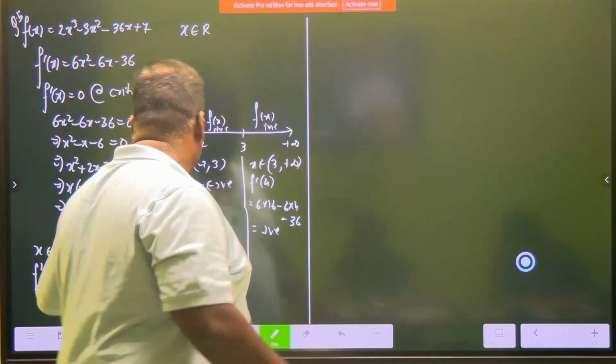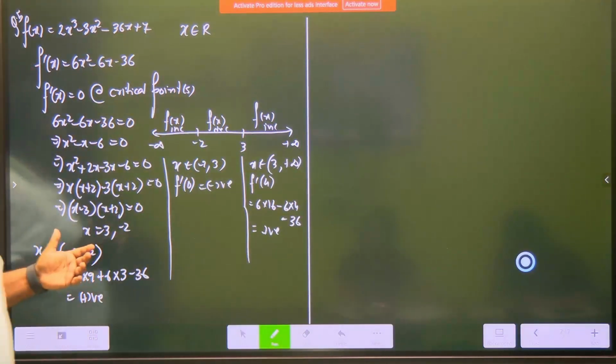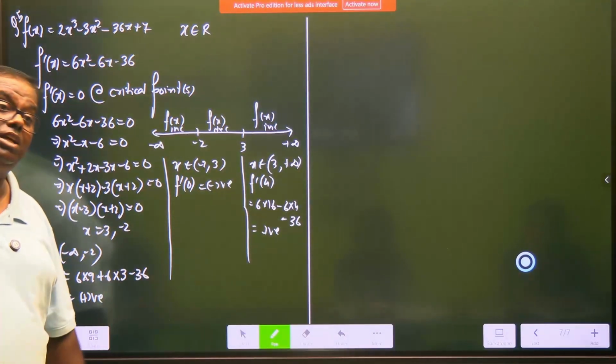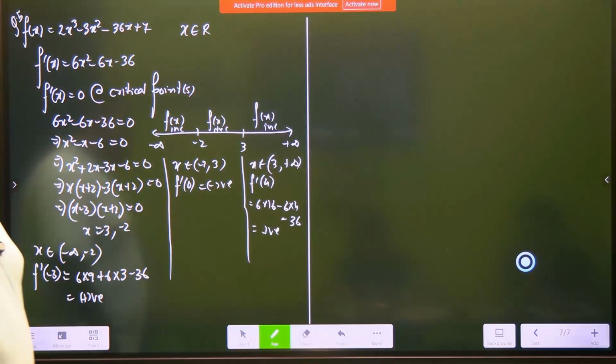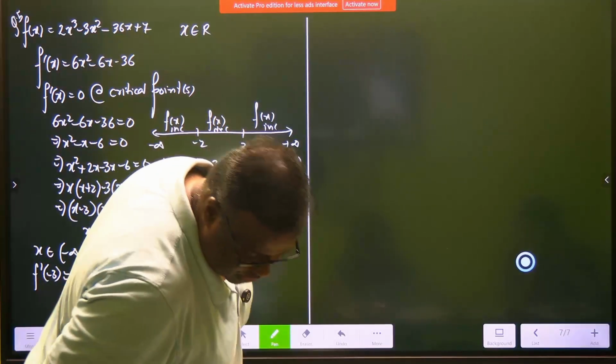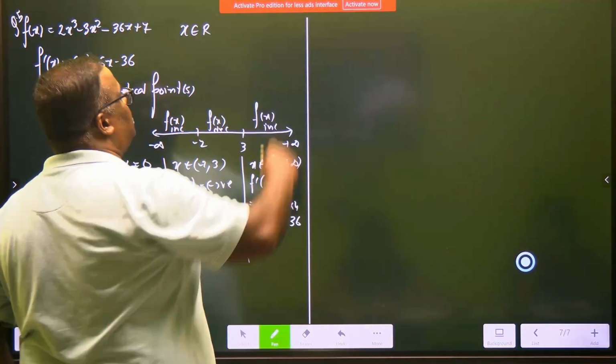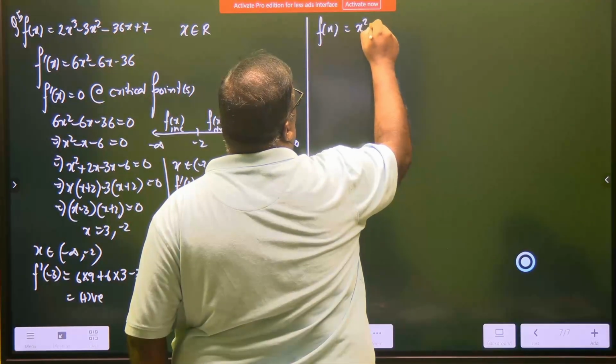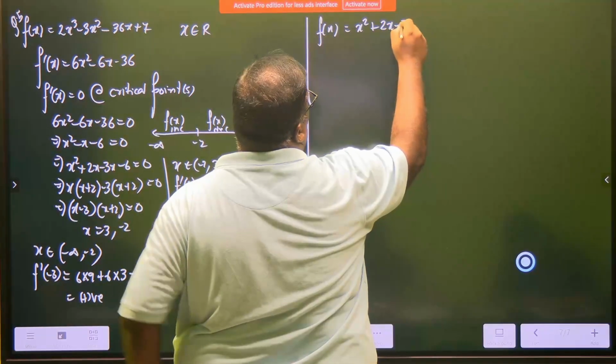In fact, in the other problems, when you give your argument, you should say the function is increasing for f dash x greater than or equal to 0, and strictly increasing for f dash x greater than 0. So let's pick our function. Our first function is f(x) = x square plus 2x minus 5.